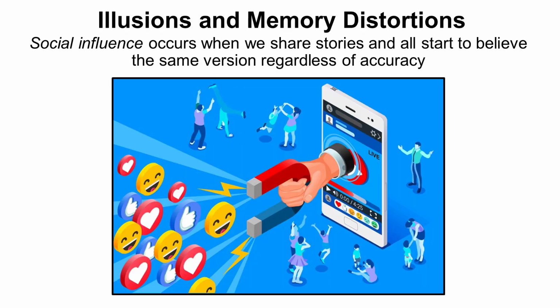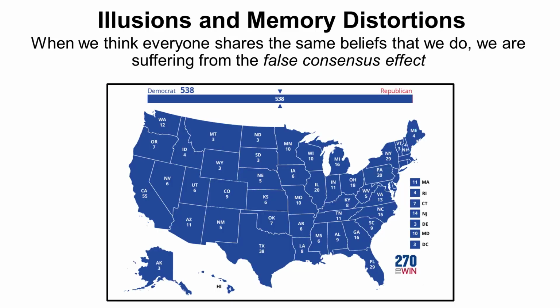During this national election cycle, it is fairly easy to find examples of social influence in a variety of media sources. Terms like fake news and alternate reality have become commonplace. Social influence is the eighth type of memory distortion. Imagine the number of people who will be surprised on November 4th when their candidate for President of the United States does not win. Because we are ingrained in our own beliefs, we are often surprised that everyone doesn't share our view. This is the false consensus effect.